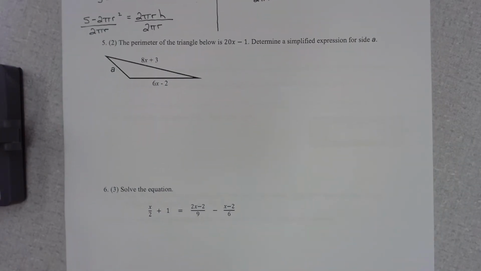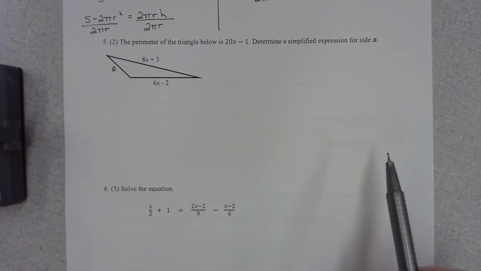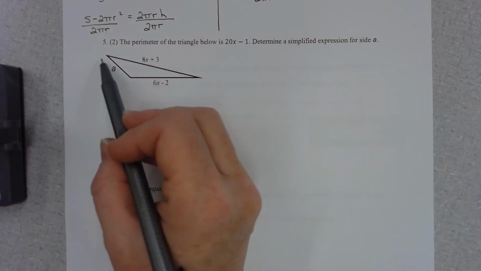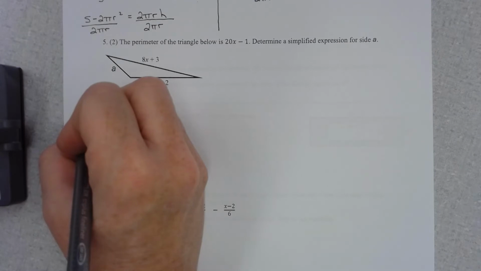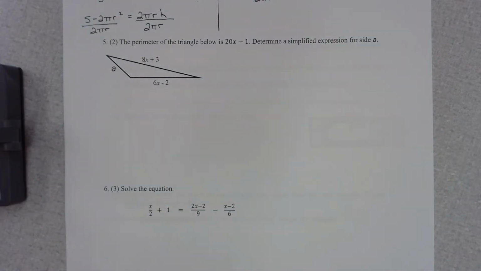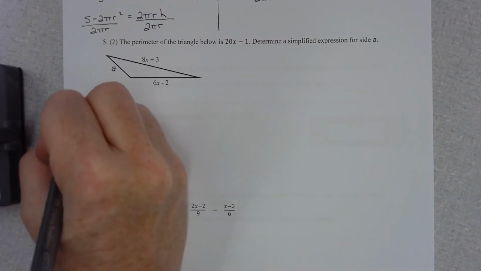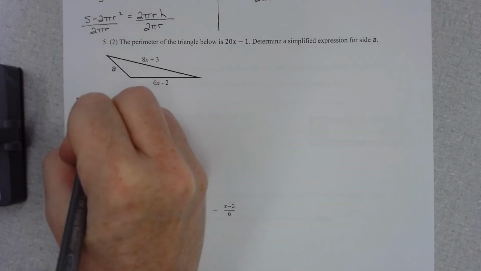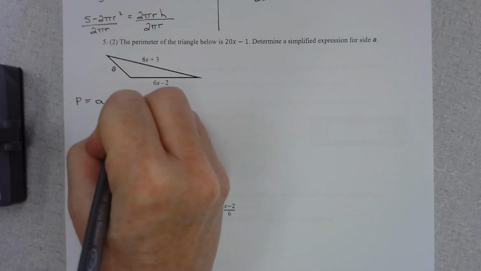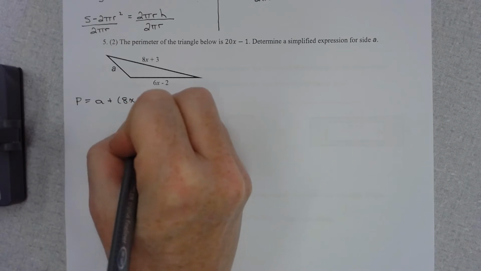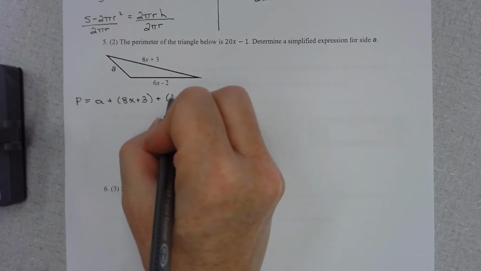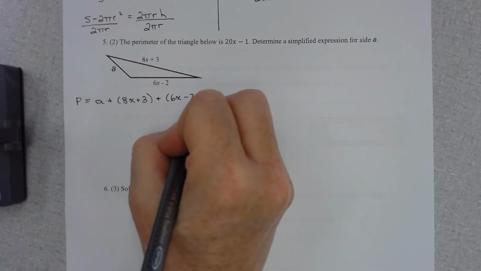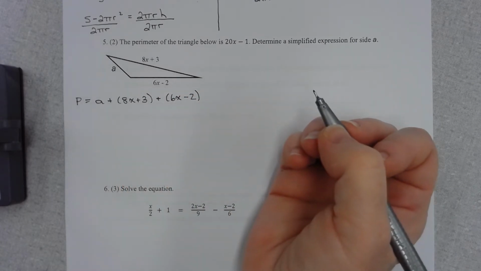So the next one, number 5. The perimeter of the triangle below is 20x minus 1, and we want to determine a simplified expression for this side. So I know that the perimeter of this triangle is going to equal the sum of all three sides. So a plus, and then remember, whenever you have an expression and you're adding it, you put it in brackets, so (8x plus 3), plus, and then I have an expression, so it goes in brackets, so (6x minus 2).